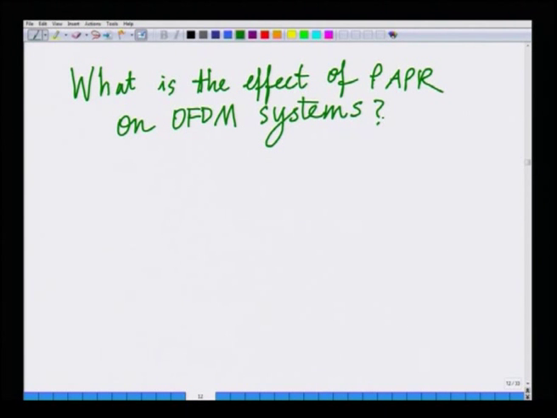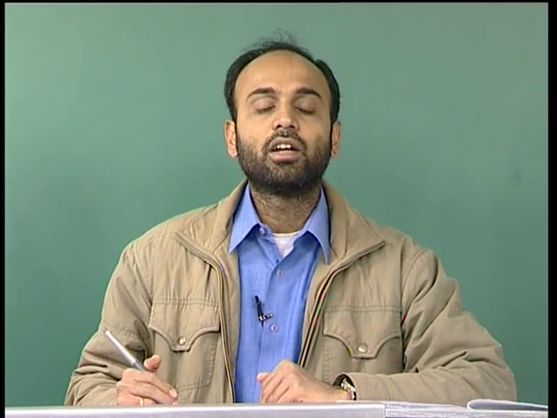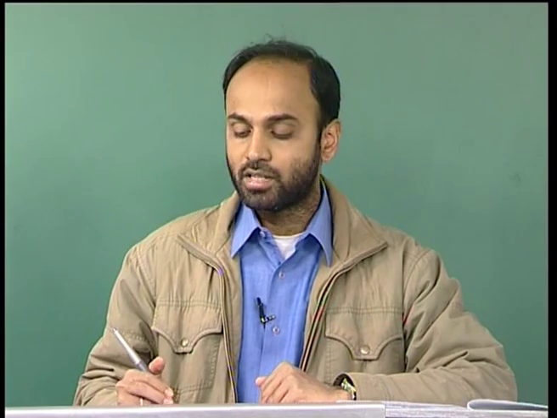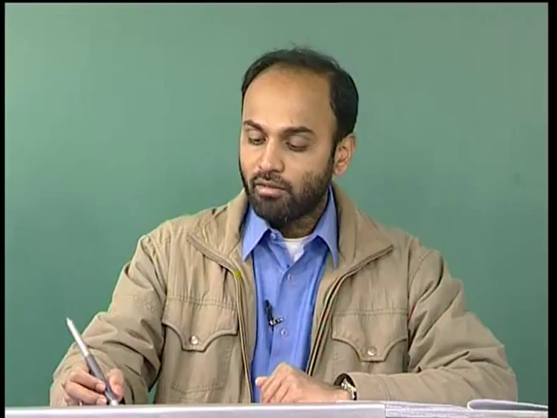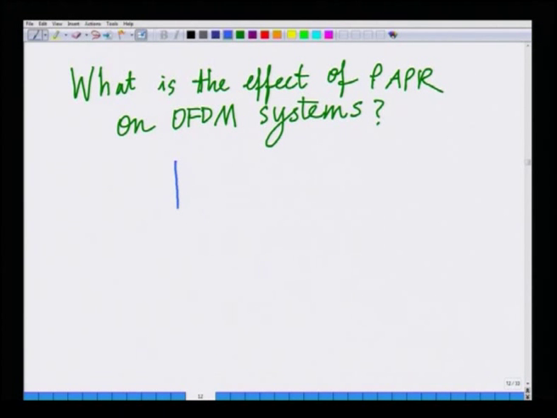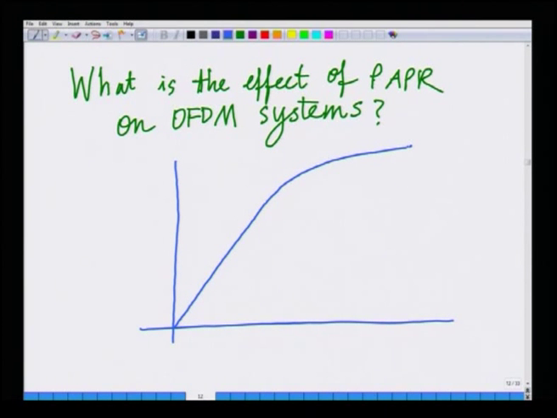What is the effect of this PAPR on OFDM system? For that we have to understand a little bit about the characteristic of these different devices in the transceiver. If you want to look specifically at the amplifier, every amplifier has what is known as an amplifier characteristic, which shows with respect to the input voltage what the output voltage is.